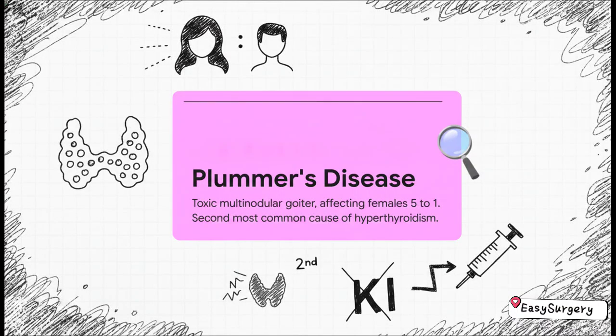Next up is Plummer's disease. This is a toxic multinodular goiter, and it heavily affects females. We're talking a 5-to-1 ratio here. It's also the second most common cause of hyperthyroidism in America, right behind Graves'. Now here is a massive clinical pearl. Potassium iodide must be avoided in these patients. Why? Because you want to prevent triggering that exact Jod-Basedow phenomenon we just talked about. Giving them iodine can seriously backfire.